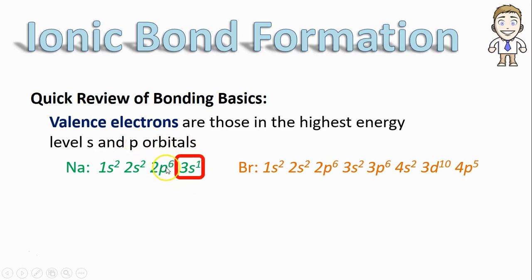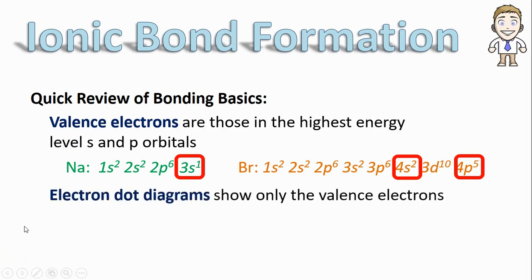Notice we don't include the p's here because they're part of the second energy level and we only go to the highest one. For bromine, that fills up to the fourth energy level. It does have s and p's in the fourth, so those would be its valence electrons. Once you know about valence electrons, you can draw electron dot diagrams, which is really just a much faster way of showing only the valence.